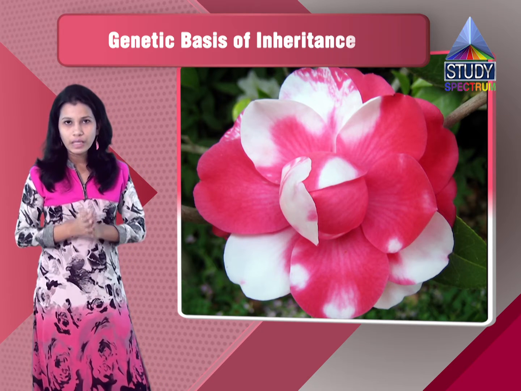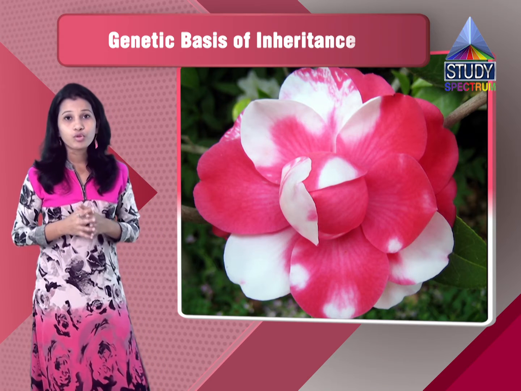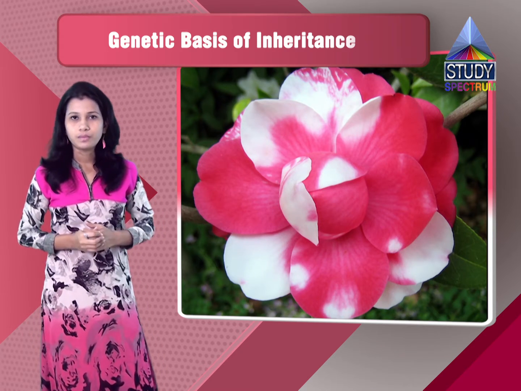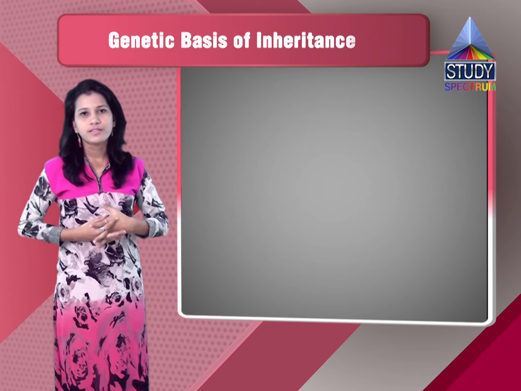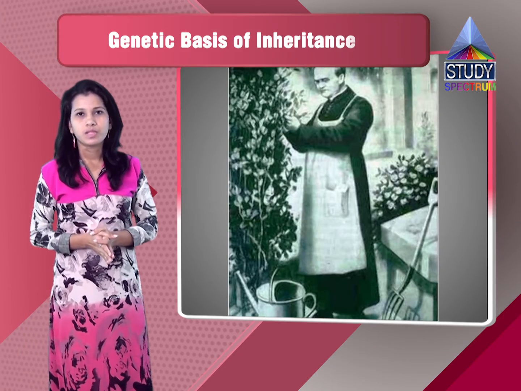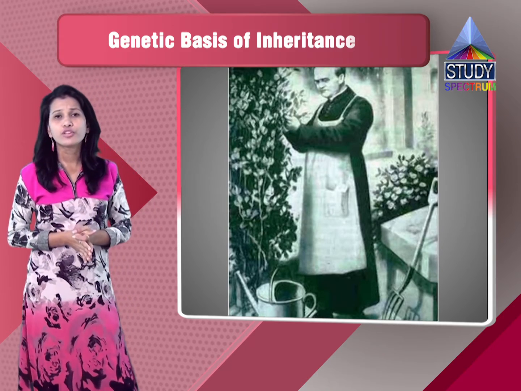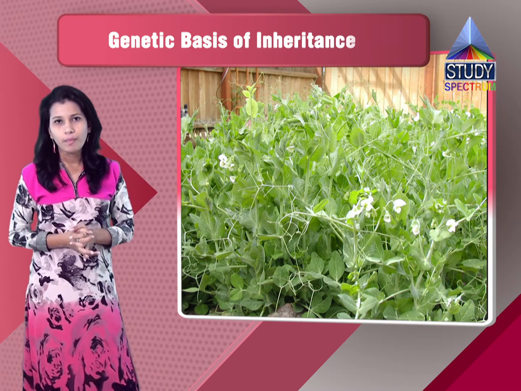I hope that you have understood the chapter, and we will have a quick revision, a quick question and answer session for this chapter. So the first question that we need to see in this chapter is why Mendel selected garden pea plant for his experiments. The first reason for selection of garden pea plant is that it is an annual plant.